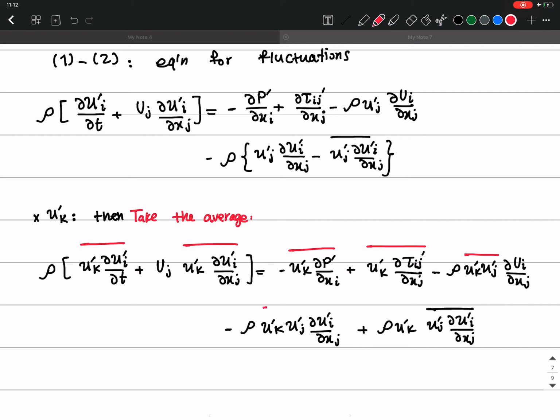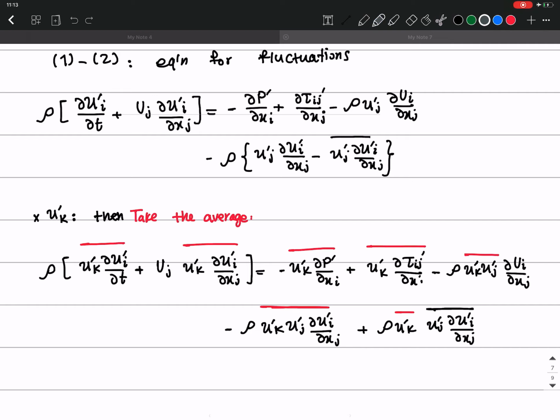This term, the averaging should be for all of them because these are three terms that are all fluctuations. For this term, that's interesting because if we take the average, this is already an averaged quantity, so it will go out of the average. So we can take it out of the average, and then the only term that we are going to take in average is going to be this term, right? Again, because this is an average, so we can take it out of the average. The average of the average is average.